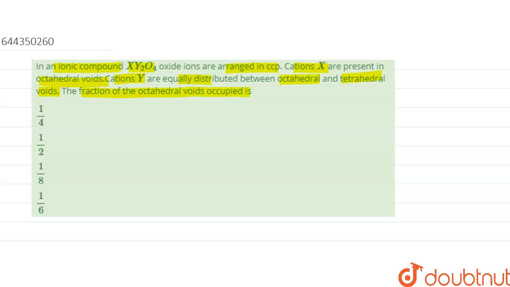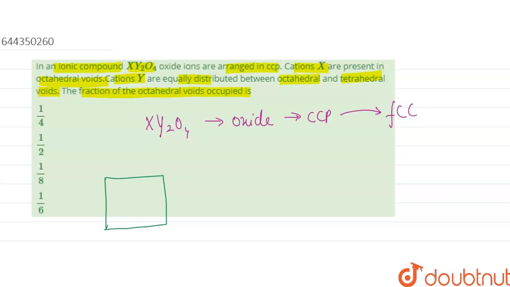Now, in this question, it is given XY2O4, oxide ions are arranged in CCP. Now this CCP is very similar to FCC. What is FCC? FCC is the face centered cubic. So let us discuss how the atoms are arranged in FCC. For this we have to make a cube.